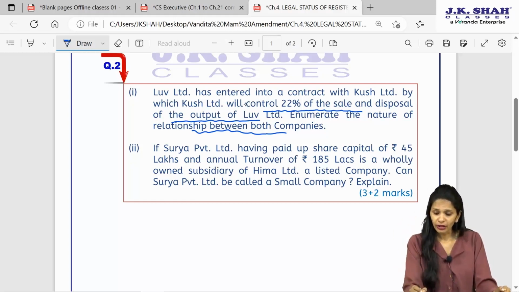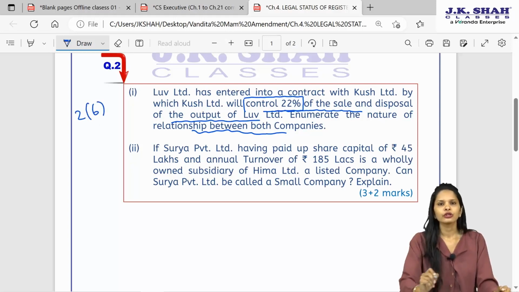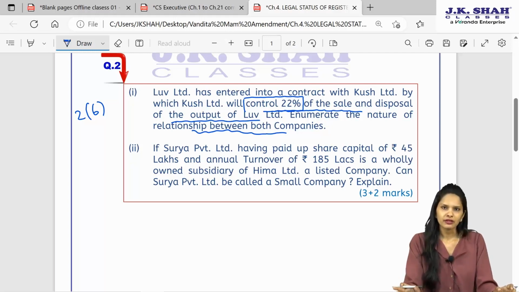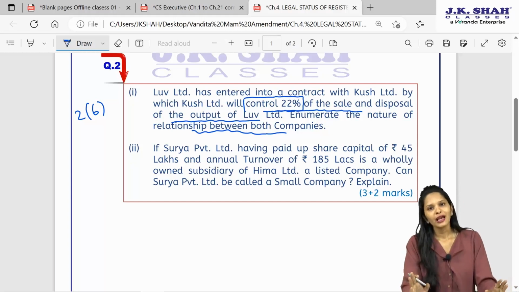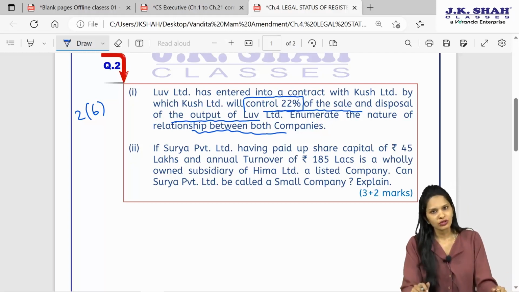Over here it is having only a control of 22%. Remember, student, the definition of associate company. Associate company is defined in section 2 clause 6. So as per section 2 clause 6, if any company is holding substantially, so what is the meaning of substantially? Again, in numerical terms they have given 20%. So any company having control of minimum 20% or more and less than 50%, such company will be called as a holding company, and the company in which it has a control will be called an associate company.